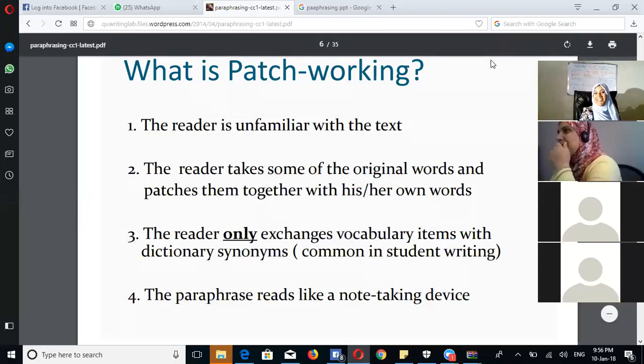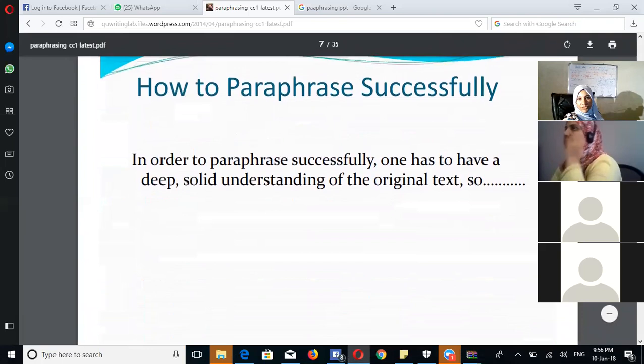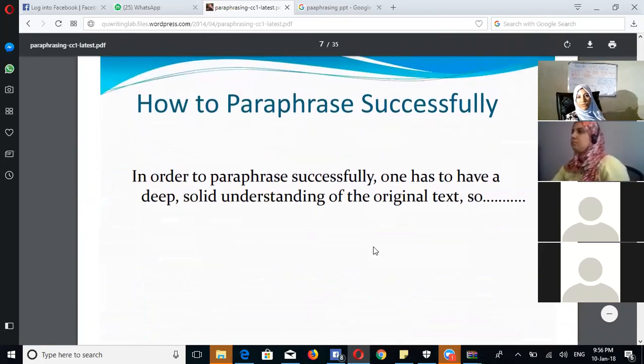All right, so today we're going to talk about how to paraphrase, because this skill is really and significantly needed in writing essays. Okay, so let's learn how to do paraphrasing. The first thing I would like to introduce is how to paraphrase successfully.